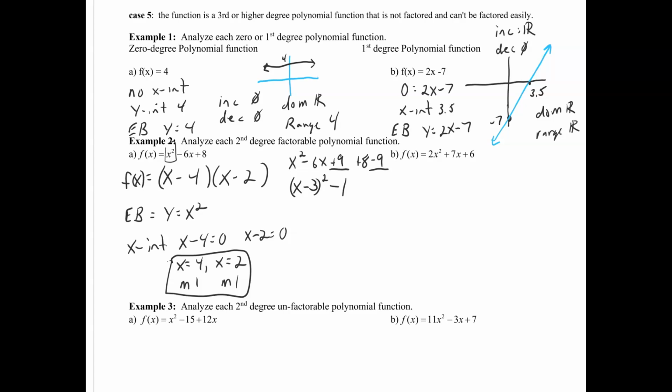Right here is going to tell me the vertex at 3, negative 1. The intercepts are at 4 and 2. The y-intercept is at 8. Why is that? Because when x equals 0, y equals 8. Okay, a little squeezed in for space here, but we've got everything we need. So let's just plot this.